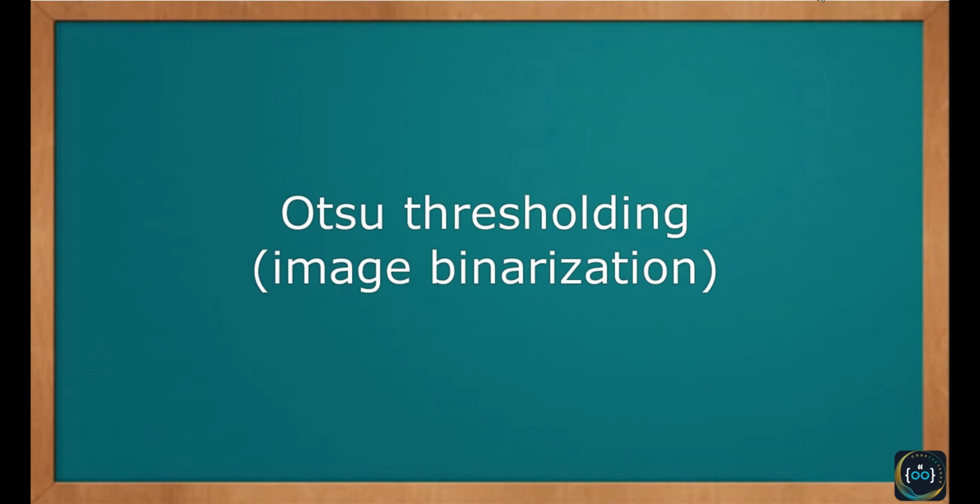Welcome again. So in this lesson, we are going to talk about Otsu Binarization. So what is binarization and what are the uses? So binarization is used to spread the colors of a picture into only two colors, white and black.